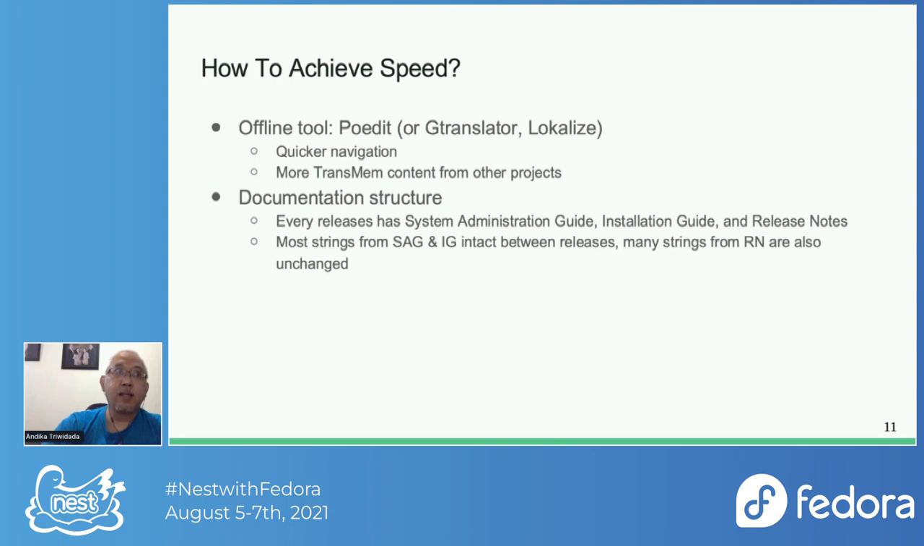Even for the rest, maybe 80-90% is identical, and the rest maybe not. They may only have small changes, so you can still use the previous version of the strings as a starting point and just edit several words in the new release. So if you copy between releases, you can complete the new version of the system administration guide, installation guide, and release notes very, very quickly.